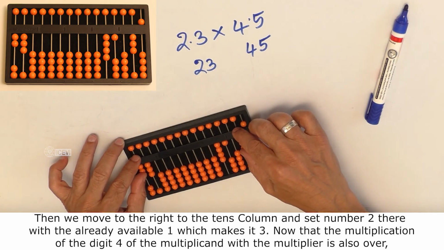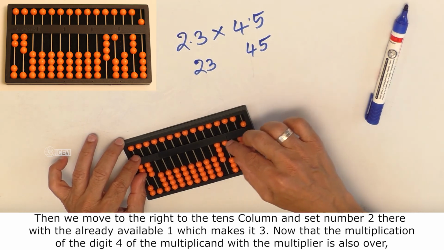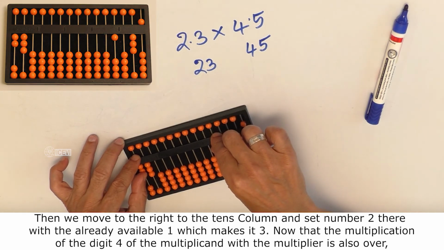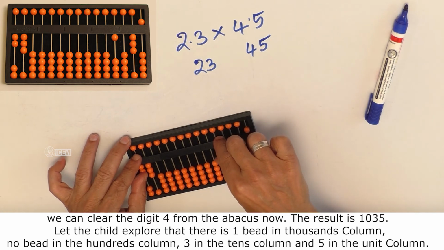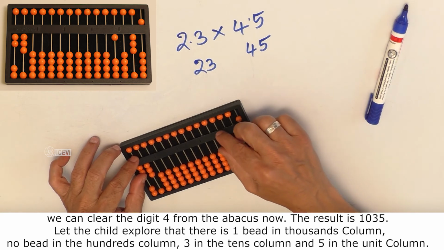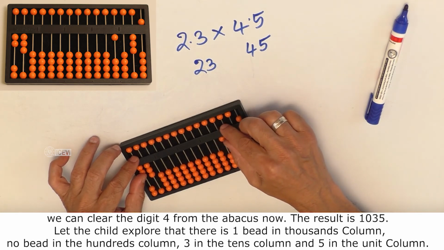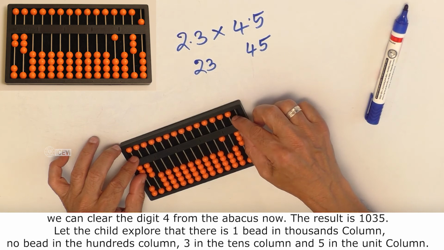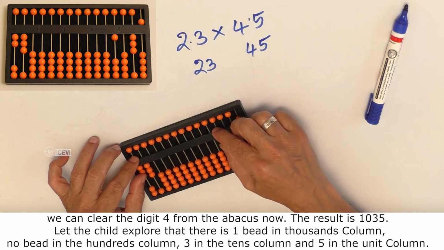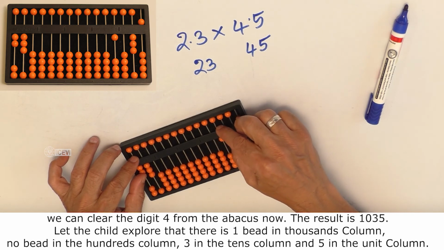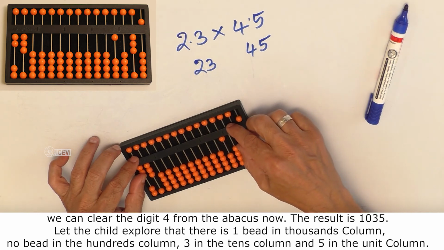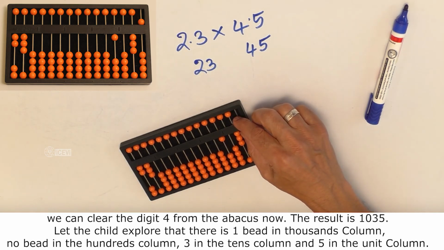Now that the multiplication of the digit 4 of the multiplicand with the multiplier is also over, we can clear the digit 4 from the abacus. The result is 1, 0, 3, 5. Let the child explore that there is 1 bead in the thousands column, no bead in the hundreds column, 3 in the tens column, and 5 in the units column.